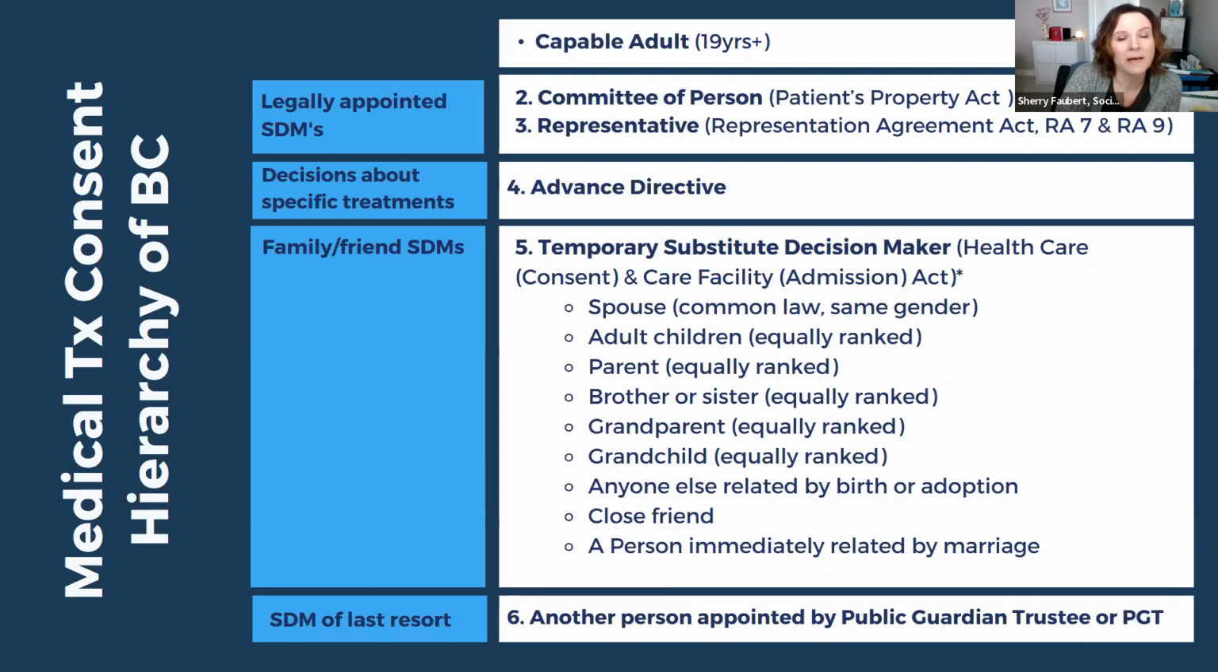People will say, you know what, I'm not sure that my spouse would be the best person under those circumstances, so I might consider having my best friend. Our lovely colleague, Nicole, mentions that quite a bit because in her situation, she has a very close nurse friend who would be the appropriate person for her. And then a person immediately related by marriage as well. So that's often who we think of when we think about in-laws, for example.